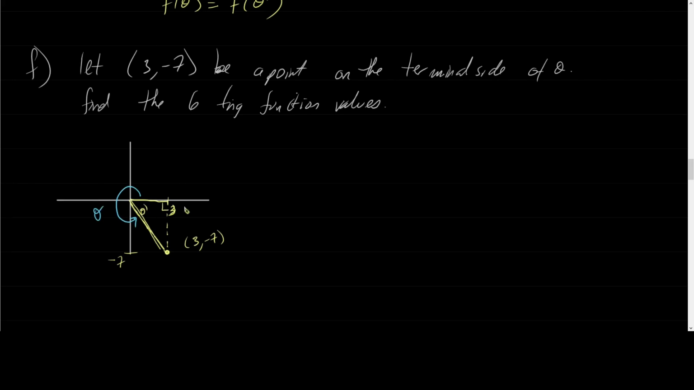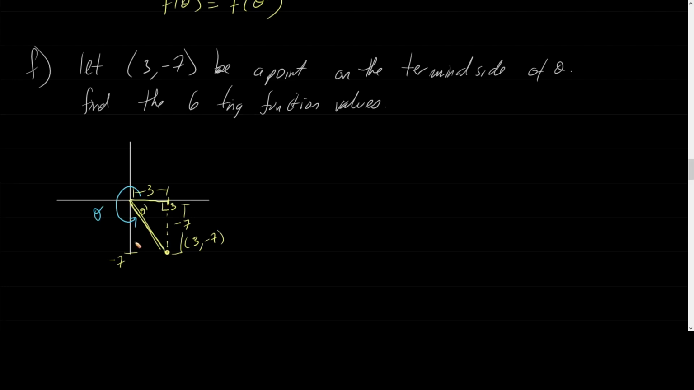Let me just rewrite that. This value here is a 3. In other words, this distance right here is 3. This distance right here is negative 7, that's a 7. And we can just go ahead and work with this triangle that we have here.